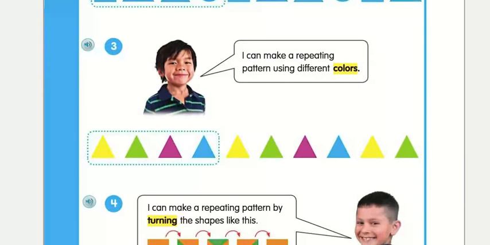This little guy is making a pattern using colors. So he's using the same shape, triangles, and his pattern is colors. Yellow, green, purple, blue. Yellow, green, purple, blue. Yellow, green. What are the next two?